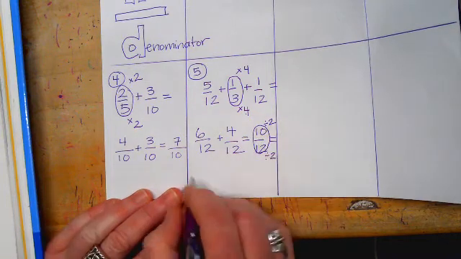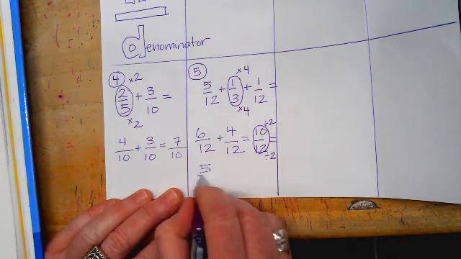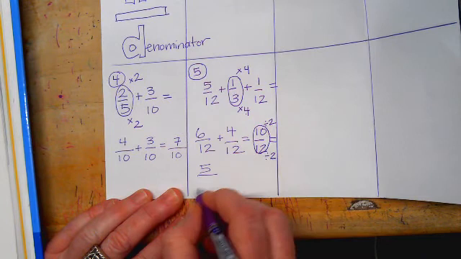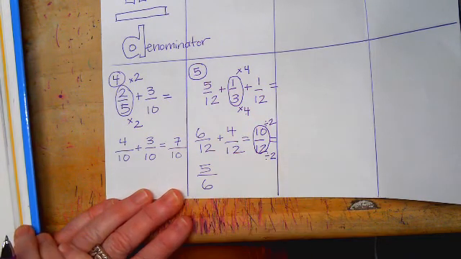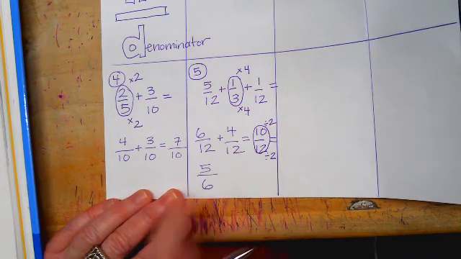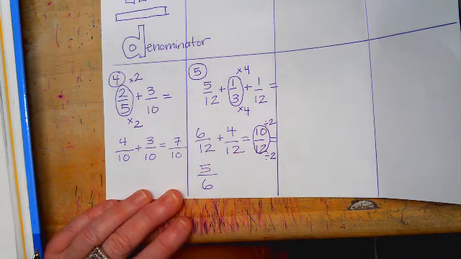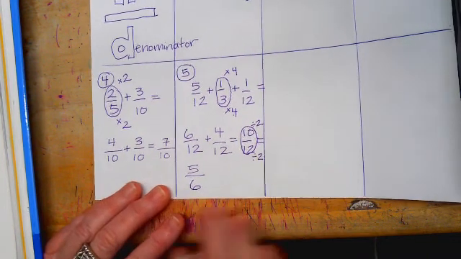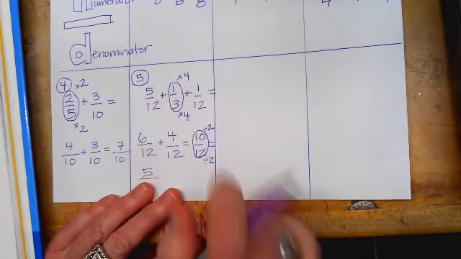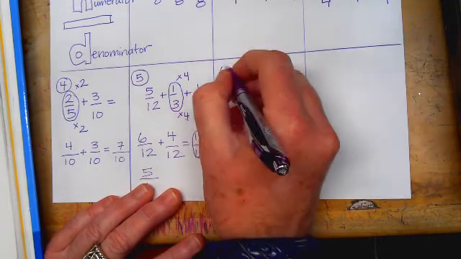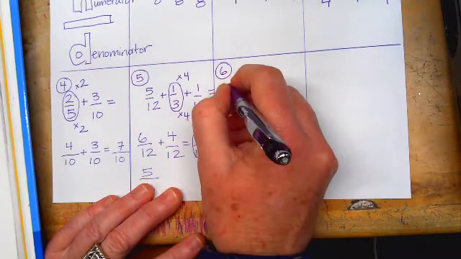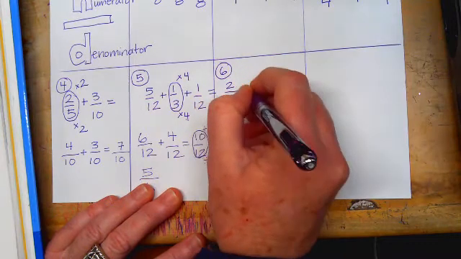just like we did with multiplication, both the top and the bottom have to receive the same treatment. So 10 divided by 2 is 5, and 12 divided by 2 is 6. So my answer is 5/6. And that's going to be in simplest form. And I know that because 5 is a prime number. So I know I can't reduce it any further. All right, let's look at the last one.